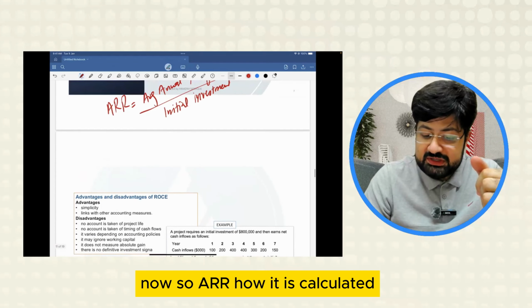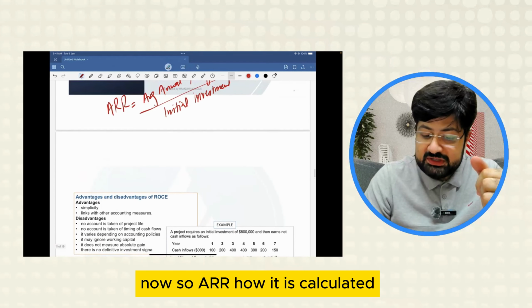And what is the non-cash expenditure? In the majority of cases in an investment appraisal question, that is depreciation. For example, here they have given 7-year cash flows like this in front of you, and then they say the initial investment is 800,000 and the scrap value is this. So what is the non-cash expense here? We call it depreciation.